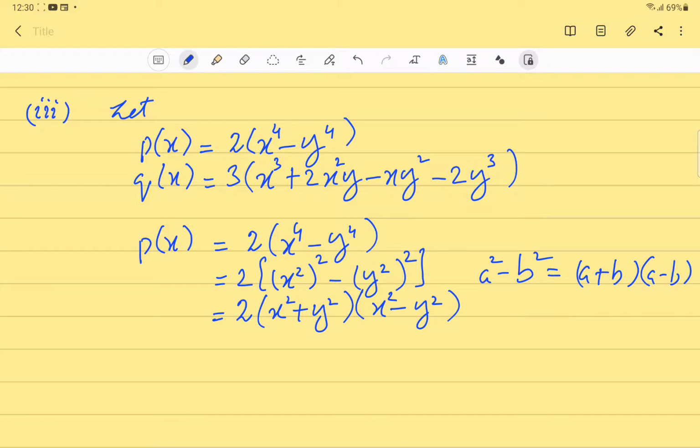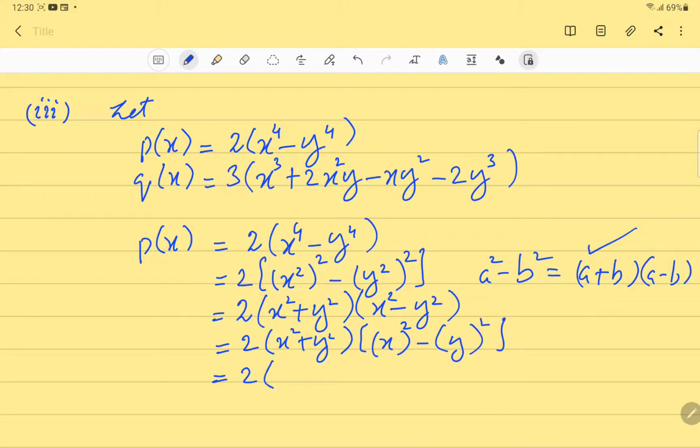Okay, the second bracket is again the same situation, we are having two squares and there is a minus sign in between. So we will apply this same formula here. We will write x squared minus y squared, so we can break it down into x plus y into x minus y. So this is the factorization of our first expression.